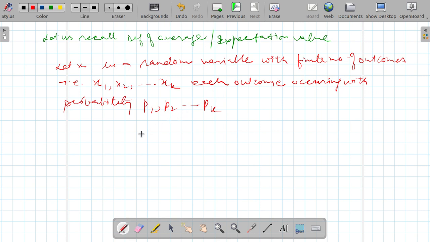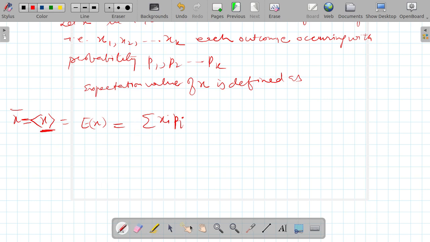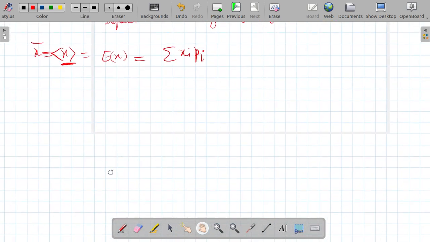Now, expectation value is defined as, let me represent it by this, or sometimes it is represented by this or average. In quantum mechanics, we will use this. So this expectation value is basically summation xi pi, right? So let us try to understand this concept using a certain example.